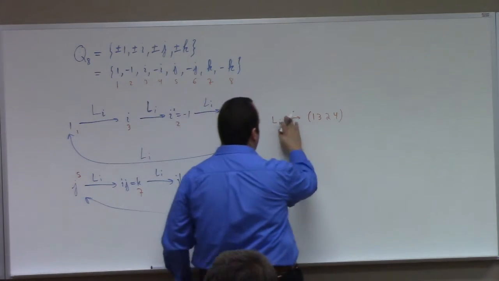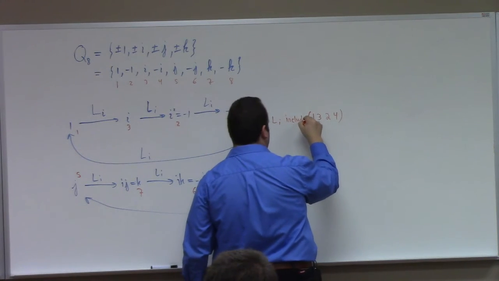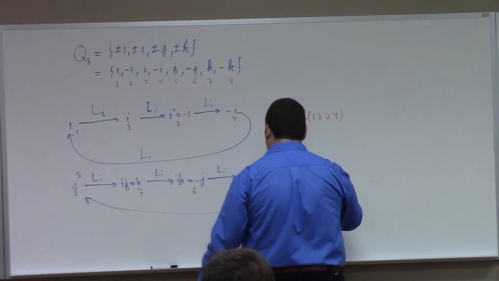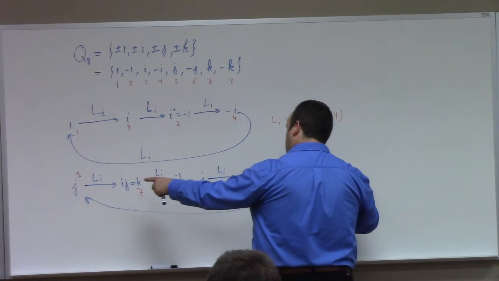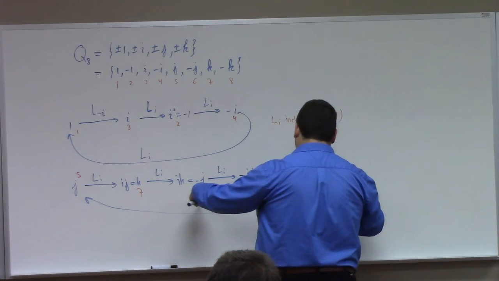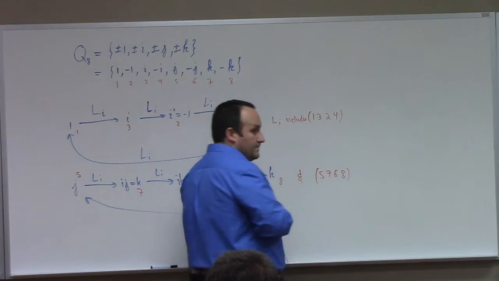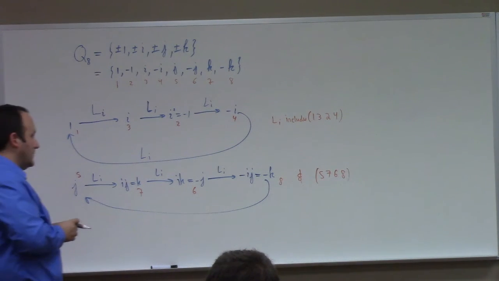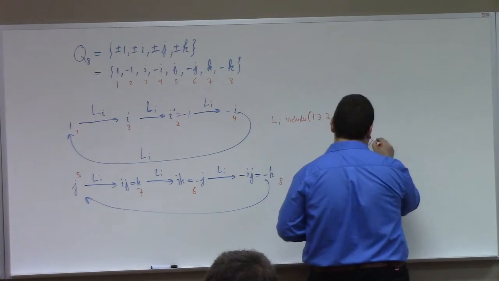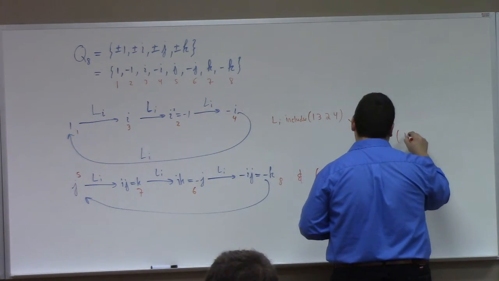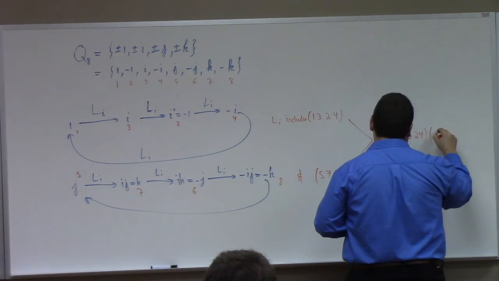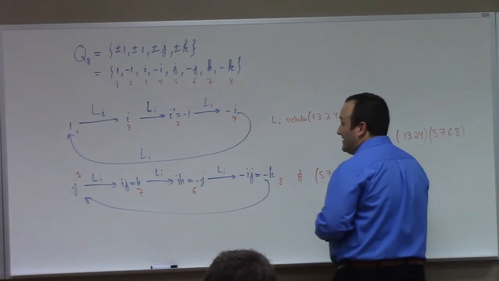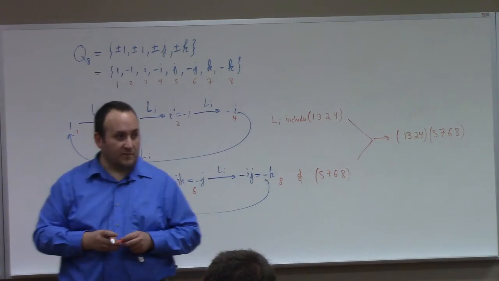So let's say L sub I includes that. That's not all though, right? It also includes 5, 7, 6, 8. L sub I is just the product of this. So 1, 3, 2, 4, 5, 7, 6, 8. This is one of the 8 elements in the isomorphic copy of this group in S8.